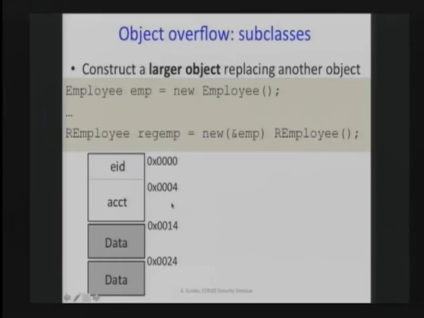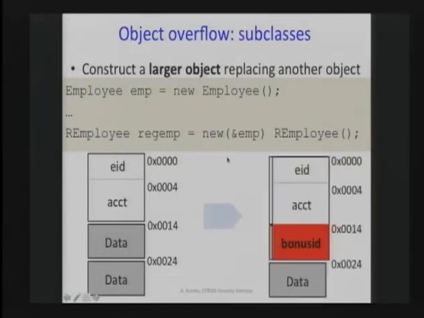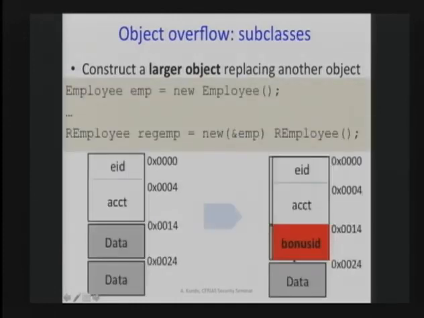Then somewhere later in the program, I am going to create an instance of the regular employee. But I say I'm going to reuse the space that I have used for the employee object already. That's natural to do, I don't want to allocate more memory. So I am going to pass the address of the emp object and create the regular employee object there. What will happen? There is a data object here, which may be your SSN or maybe some password. The bonus ID that was there, if we go back to the previous, overrides this part. So the program compiles nicely and runs.